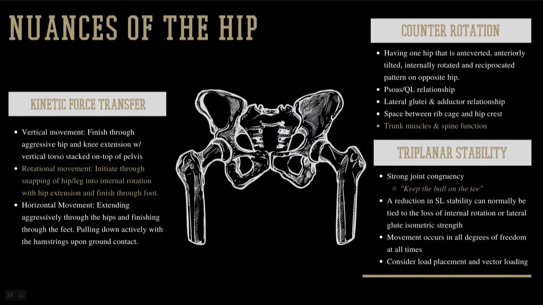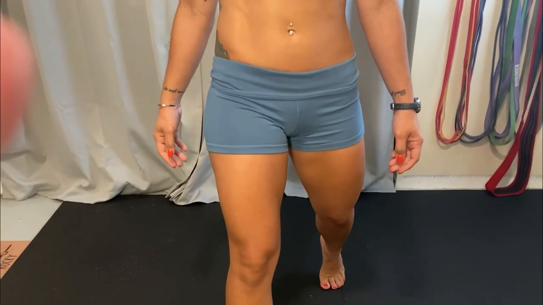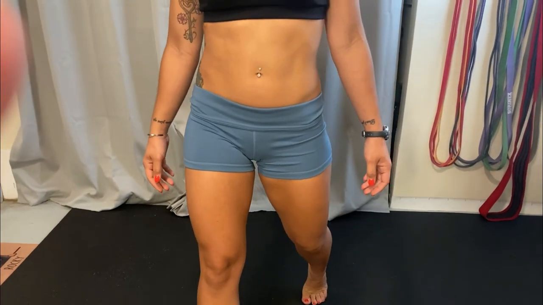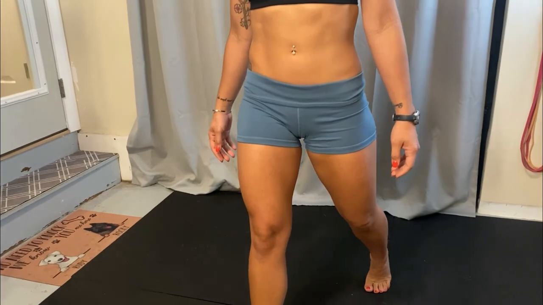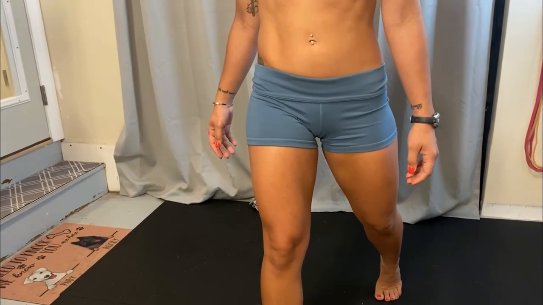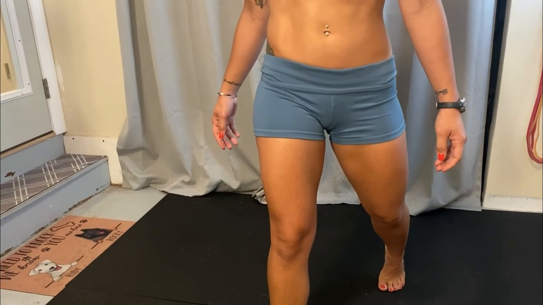Counter rotation is something I see quite a bit. I don't think that this is something that's very prominent in the athletic realm, but with counter rotation, we're basically looking at one hip that is anteverted, anterior tilted, and internally rotated with the reciprocal pattern on the opposite hip. So if we look at this visually, we're seeing a forward shift of the hip. So we have kind of a shift in the torso that follows. And then if we look on more of a micro scale, the anteversion of the one hip is going to create retroversion of the other hip.